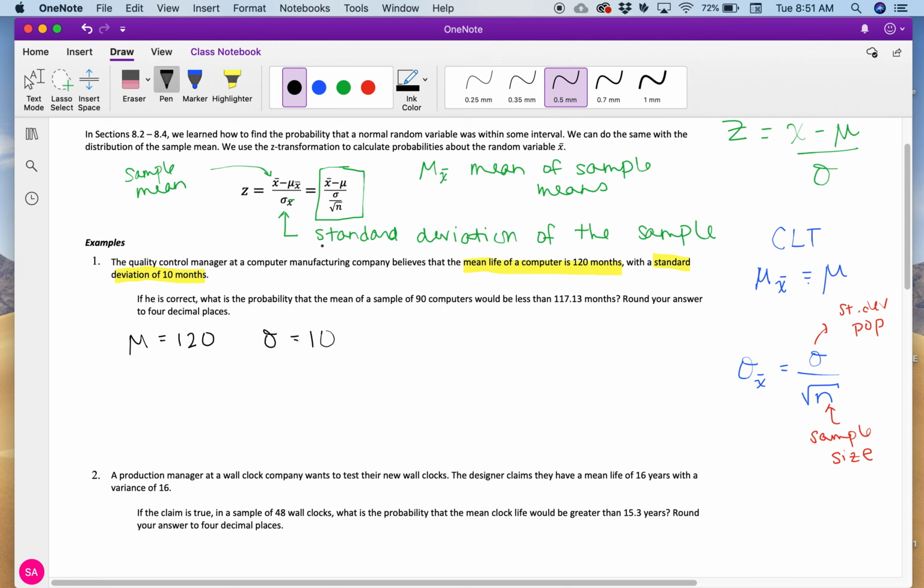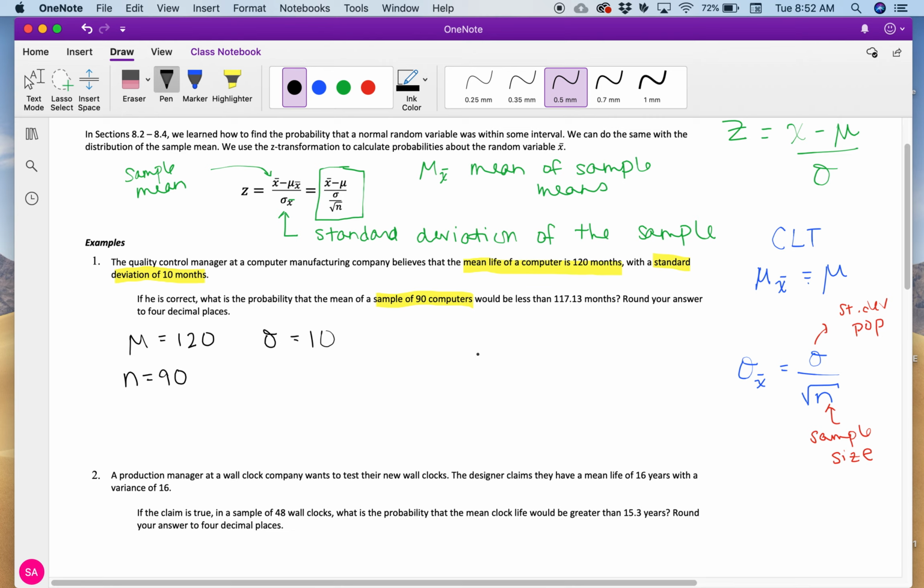Okay. If he is correct, what is the probability that the mean of a sample of 90 computers would be less than 117.13 months? Another thing to highlight, they're telling us the sample size, a sample of 90 computers. So that's our n. n is going to be equal to 90. And these are the three main pieces that you'll be picking out of every problem.